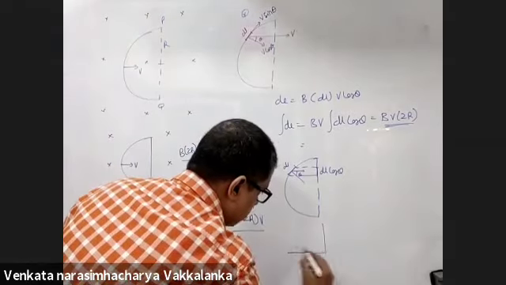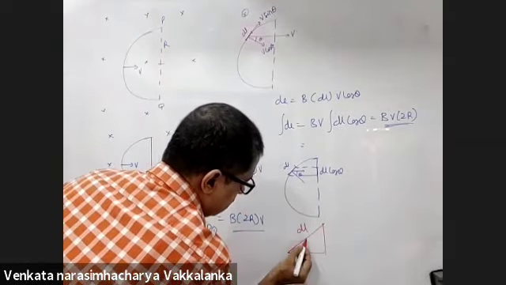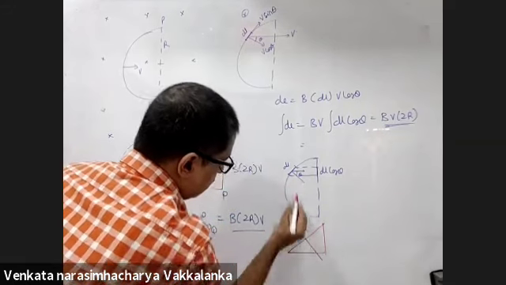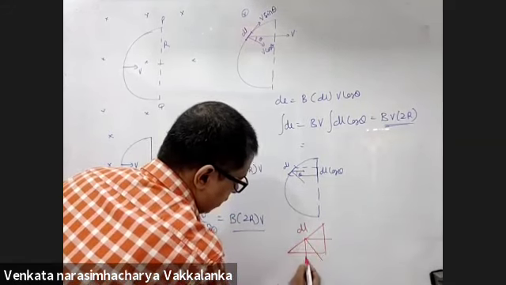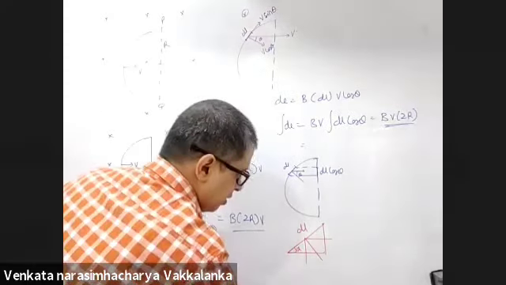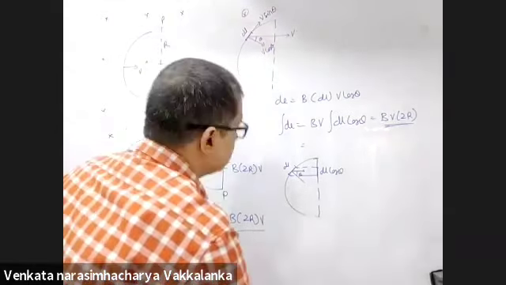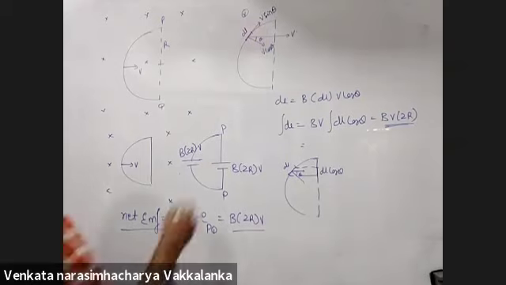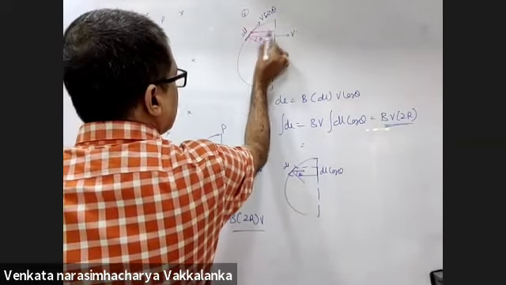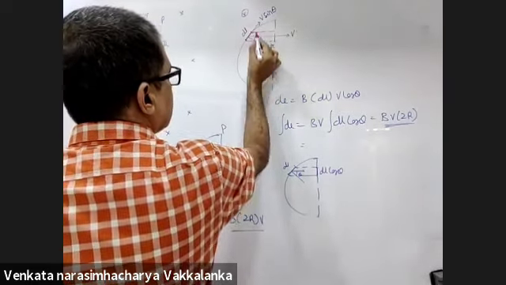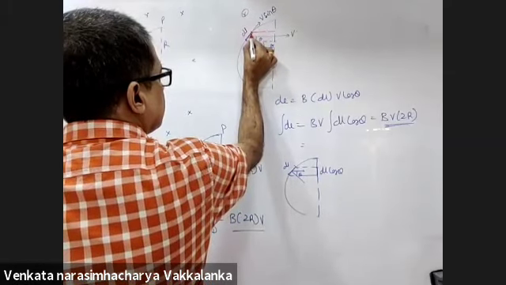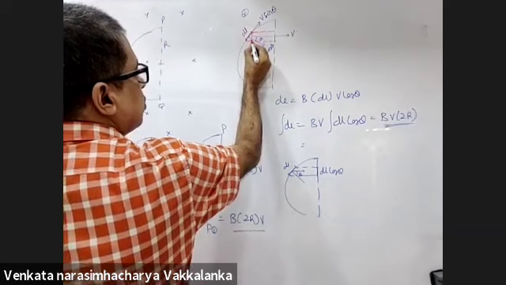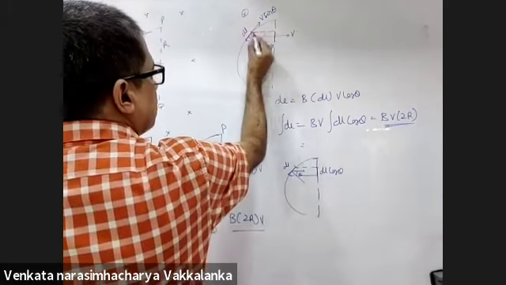You learned that in Newton's laws. If this is DL, oh, got it, sir. Got it. This is theta. That will be DL sin theta, no? Resolve it and see. This angle will be theta. So this is DL cos theta. So this will be DL.